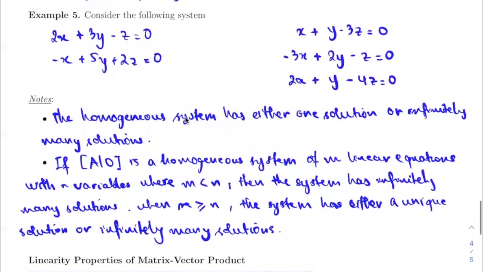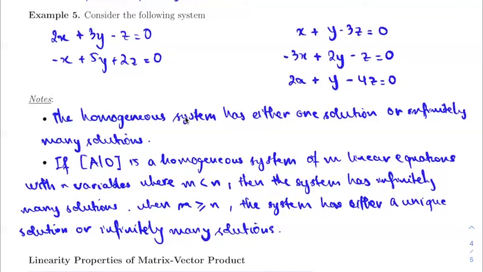Okay, so there are two cases for the homogeneous system. When the number of equations is less than the number of variables, then you can conclude that the system always has infinitely many solutions. Now when the number of equations is greater than or equal to the number of unknowns, then the system either has a unique solution or infinitely many solutions.